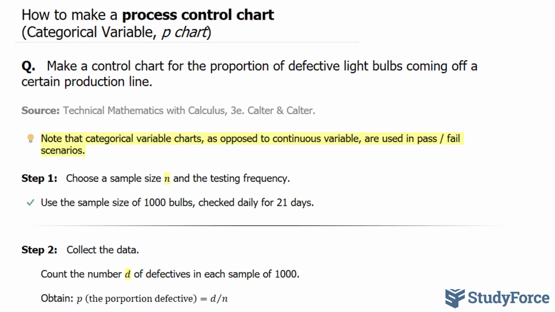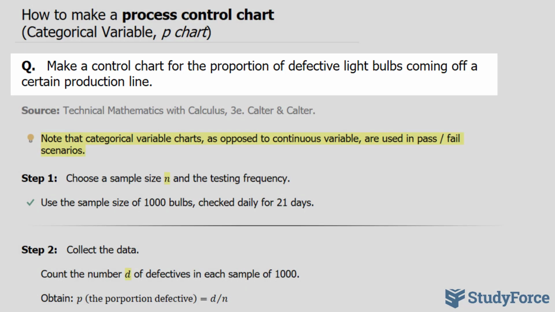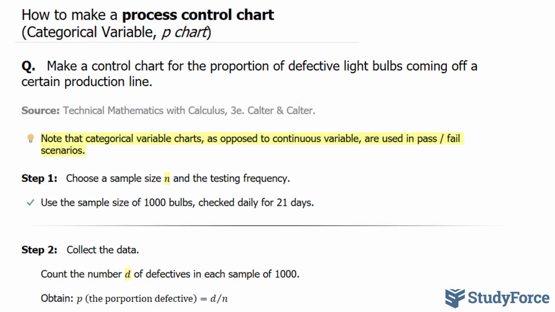In this video, I'll show you how to make a process control chart for a categorical variable, known as a P-chart. The question reads, make a control chart for the proportion of defective light bulbs coming off a certain production line. The first step is to choose a sample size n and the testing frequency.